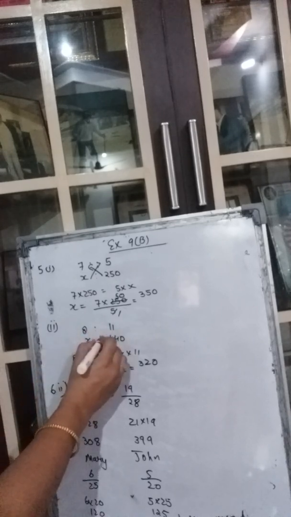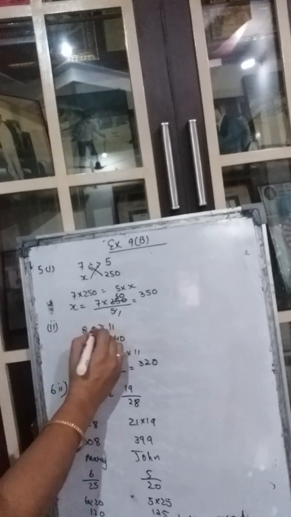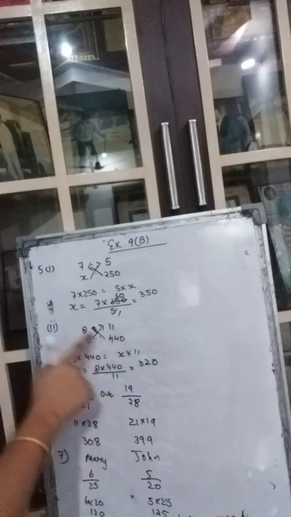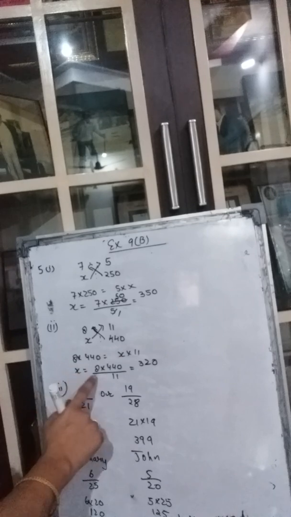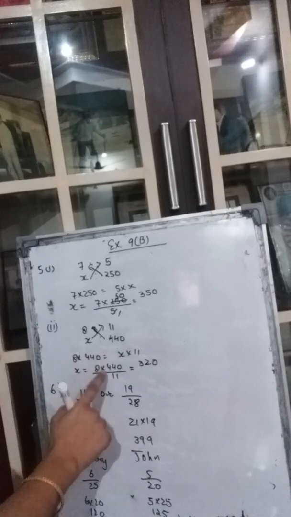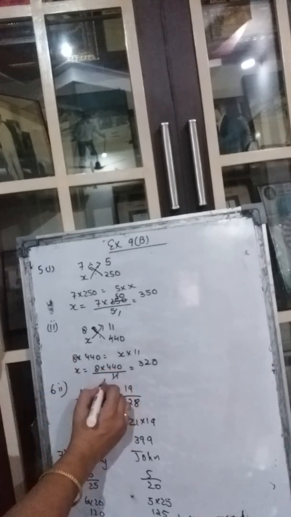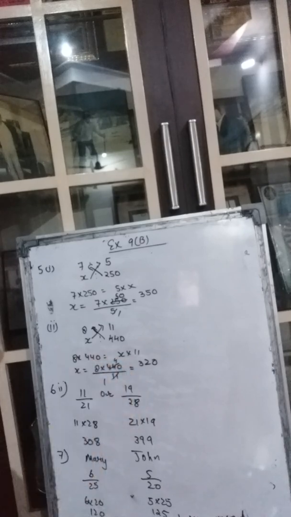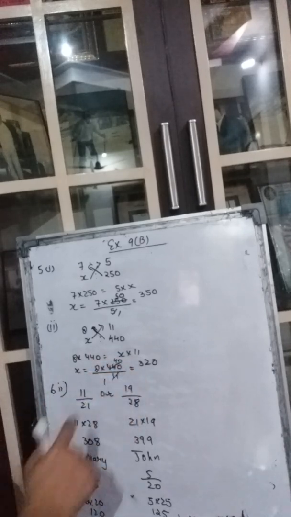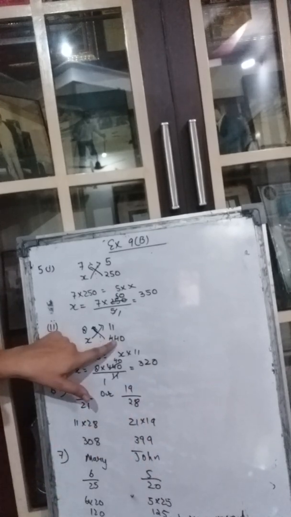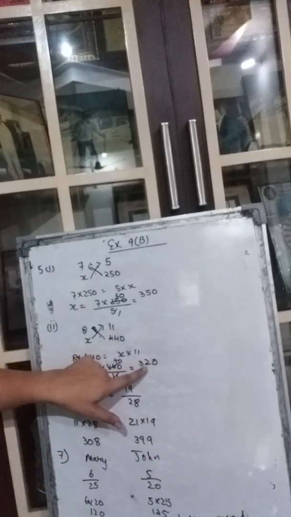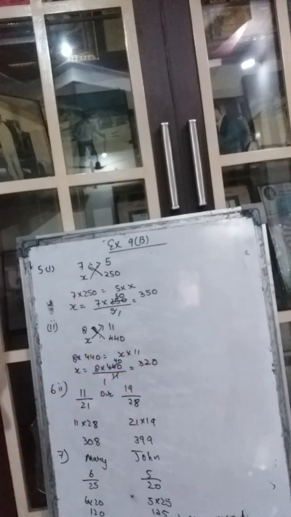Okay. Now simply do the cross multiplication. 8 into 440, 440 will go here, is equal to x into 11. x is equal to 8 into 440 upon 11. 11 ones are 11 and 11 fours are 44. So, sorry, 11 forties are 440. And the answer is 320. So when this 440 is decreased, 320 is the answer. Okay.